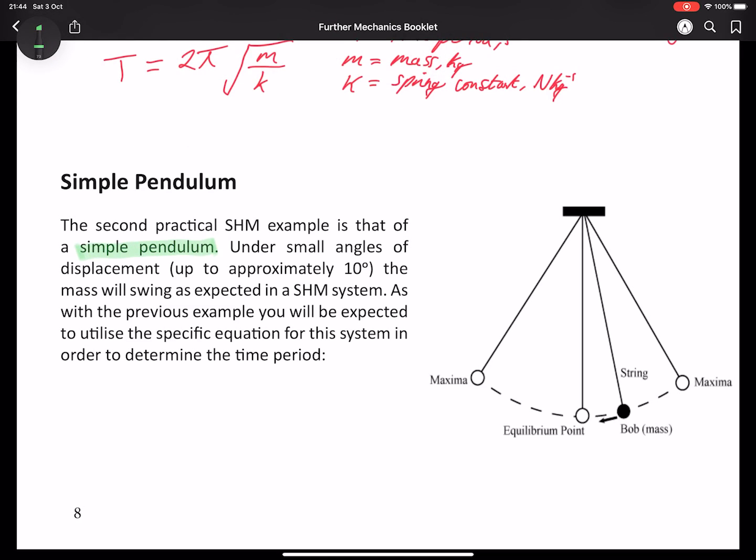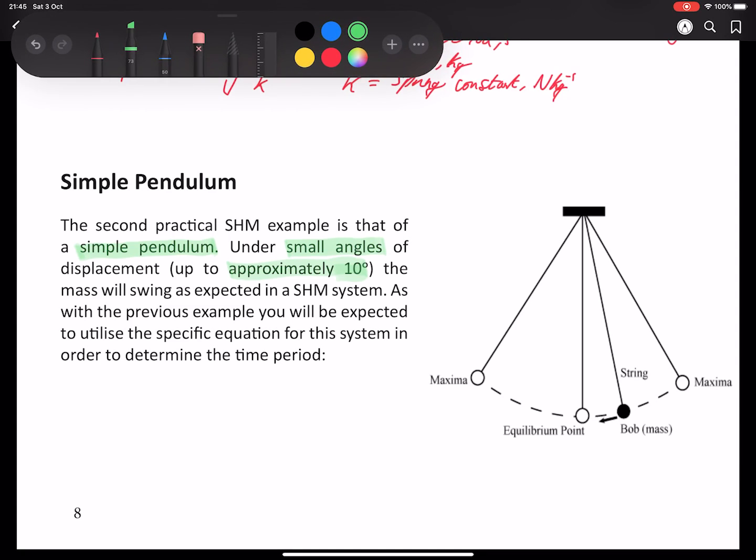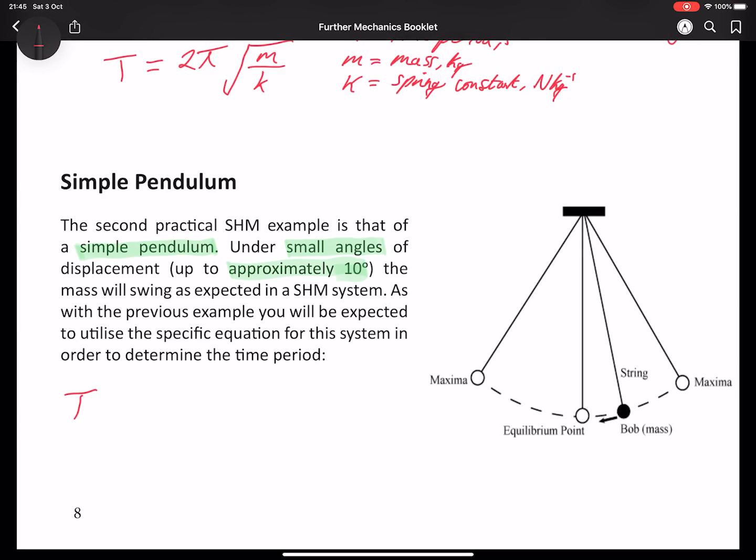Now that still occurs with this second experiment, the simple pendulum. So this only works under small angles, so approximately 10 degrees. If you go for a larger angle, in reality, you end up with a wobbling system, so energy being lost, and an imperfect oscillation. So in order to get simple harmonic motion, it must be a very small angle.